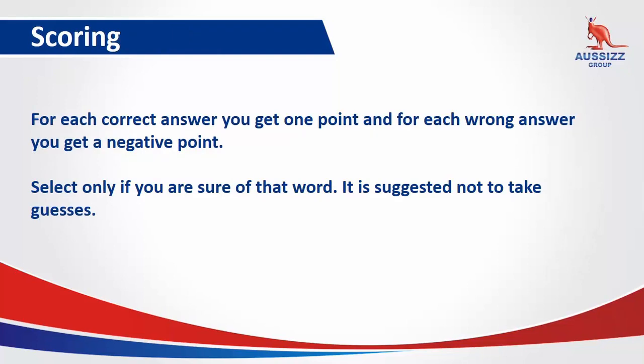Scoring for this will be, for each correct answer, you will receive 1 point, but if you also have a wrong answer, you will receive a negative point. Do not take any guesses. If you do not know, it is a better strategy to not click anything.